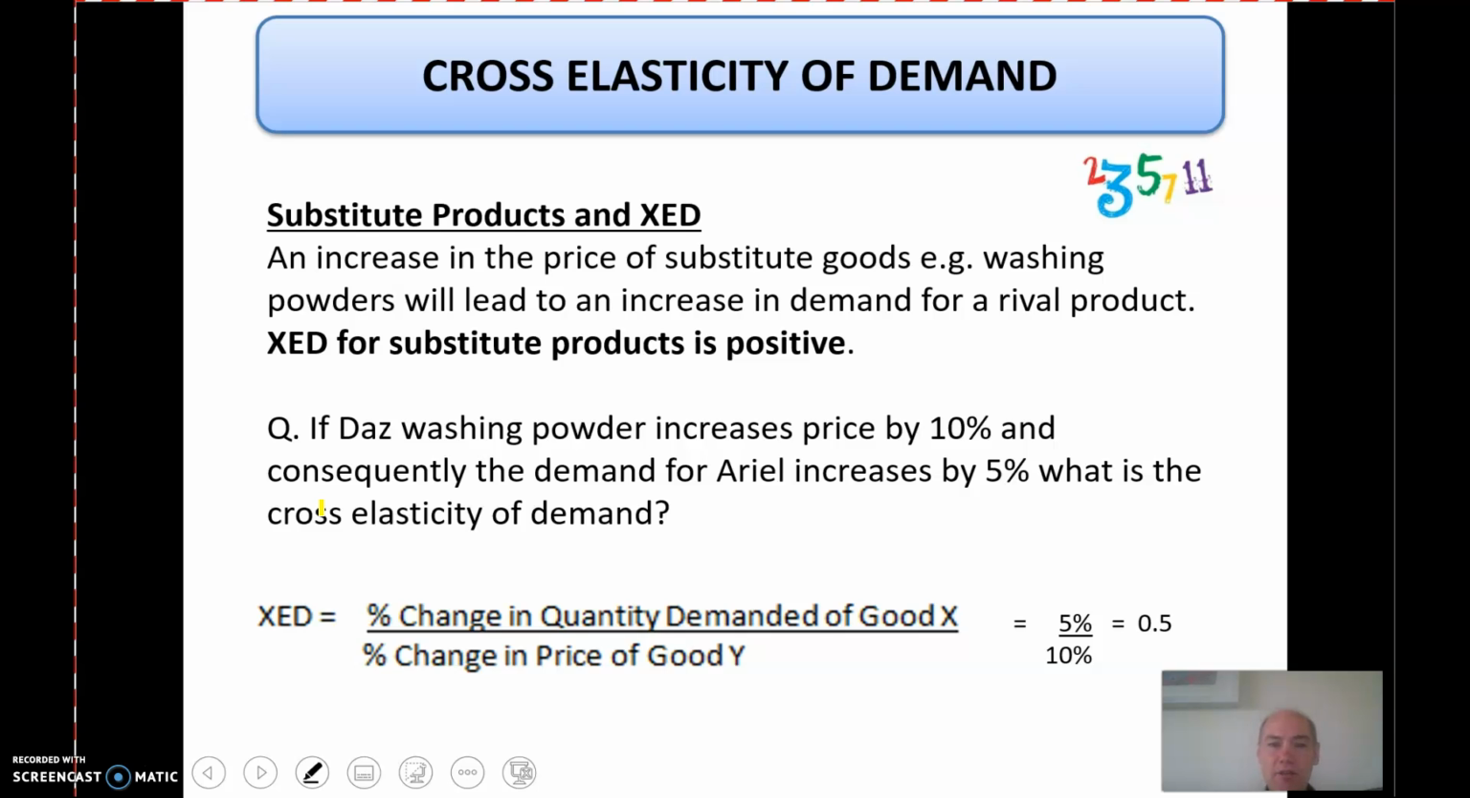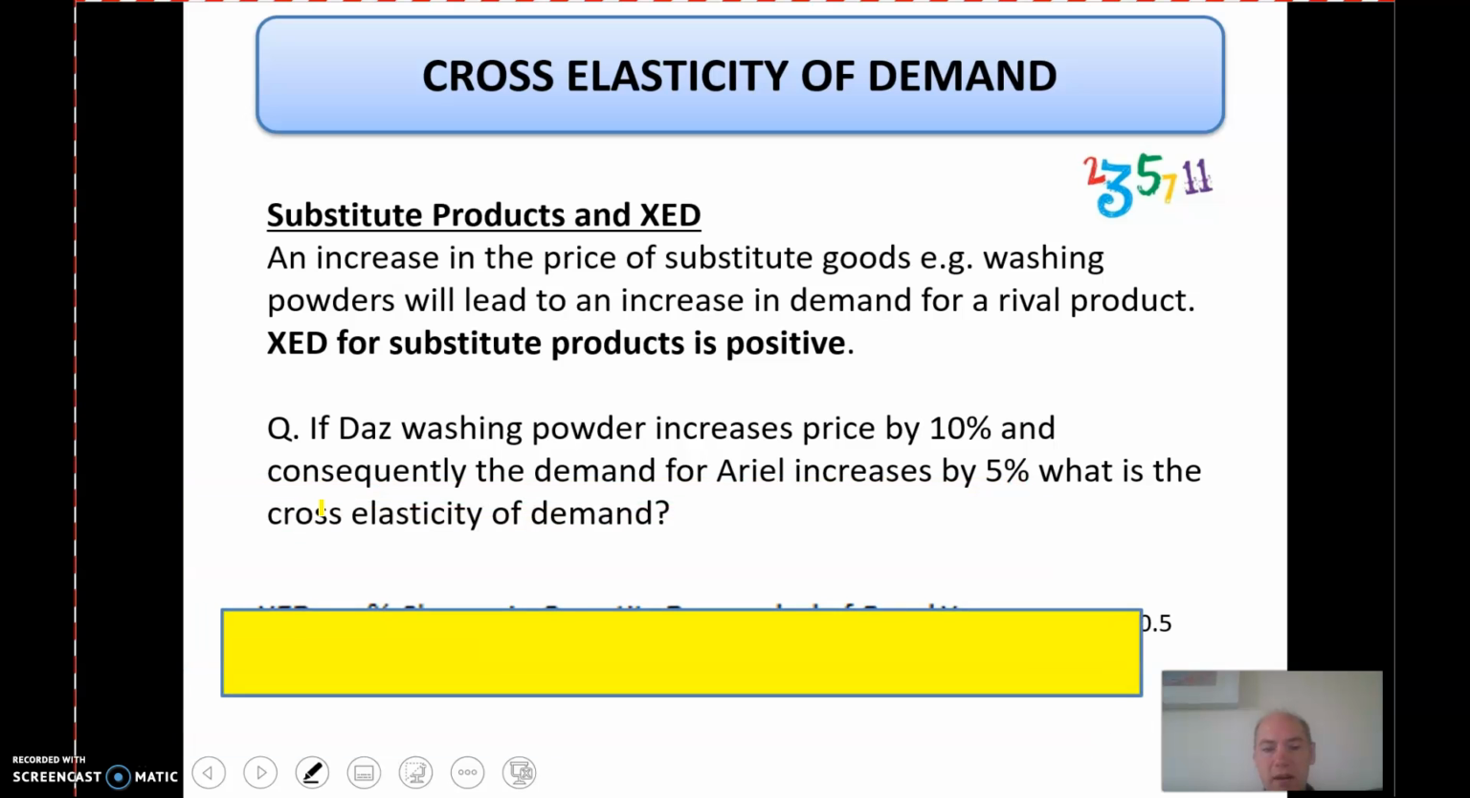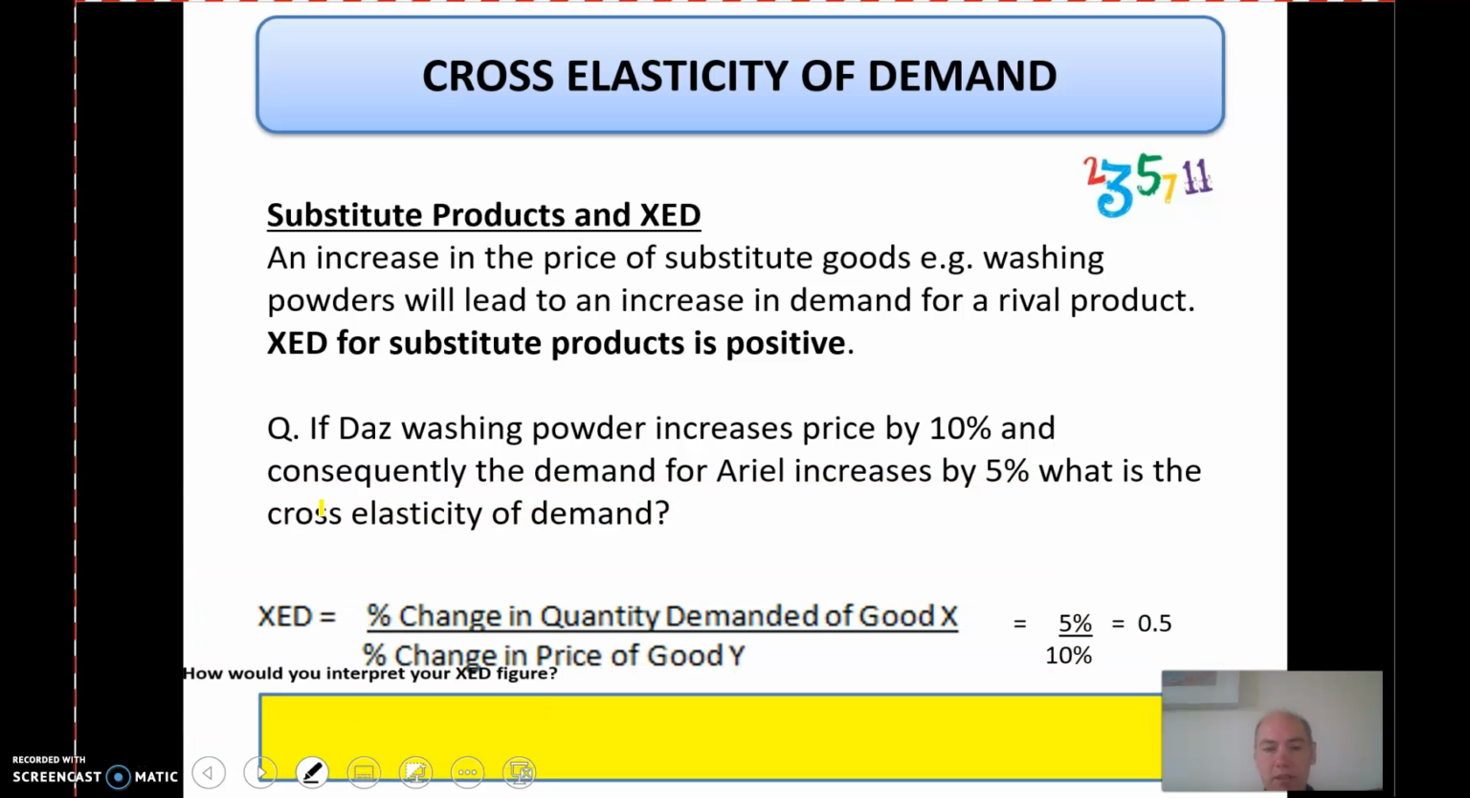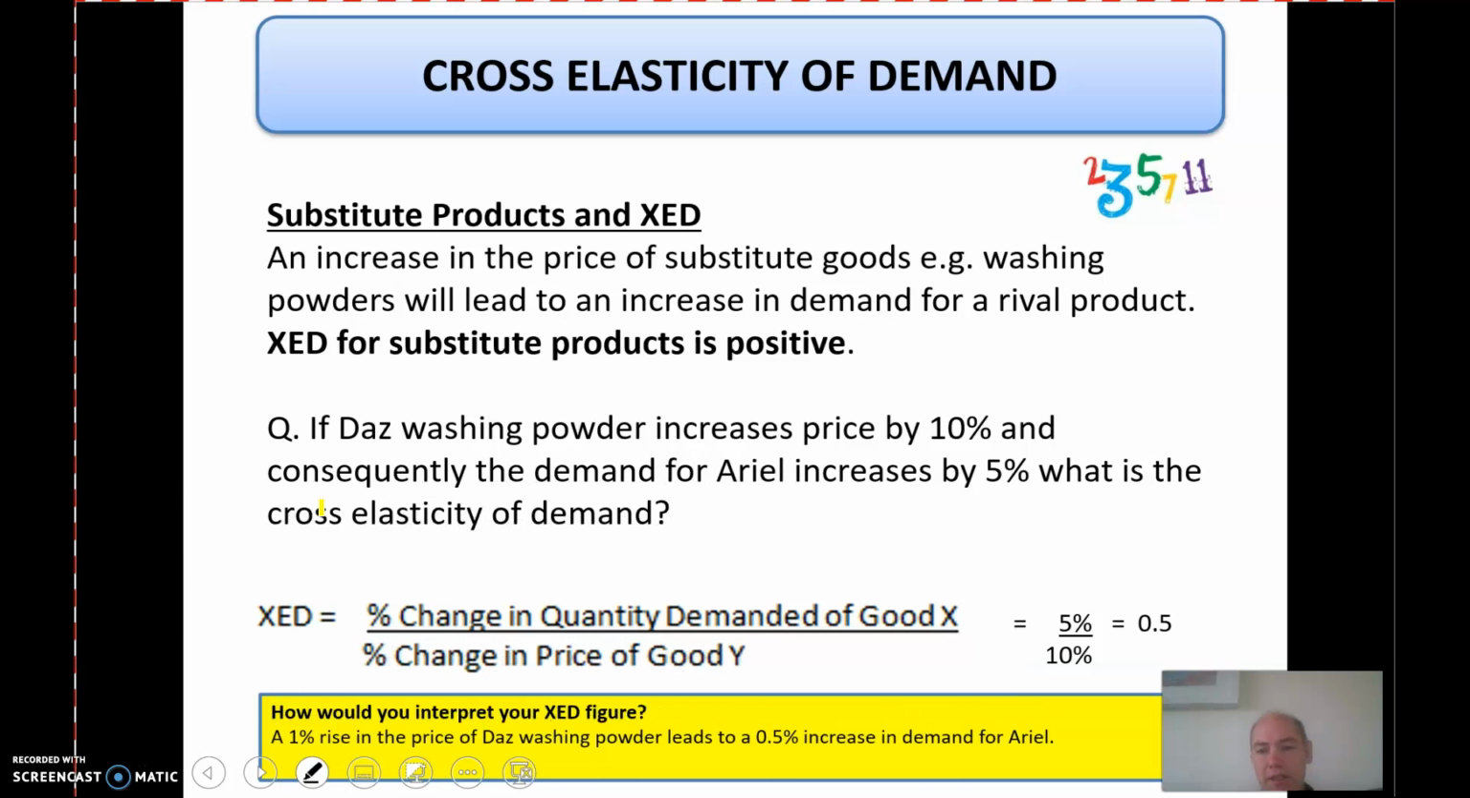As I said, the cross-elasticity of demand for substitute products is positive. Very importantly, how do we interpret such figures? So 0.5: a 1% rise in the price of Daz leads to a 0.5% increase in the demand for Ariel. And as mentioned, as the figure is positive, we can say that they are substitute goods.